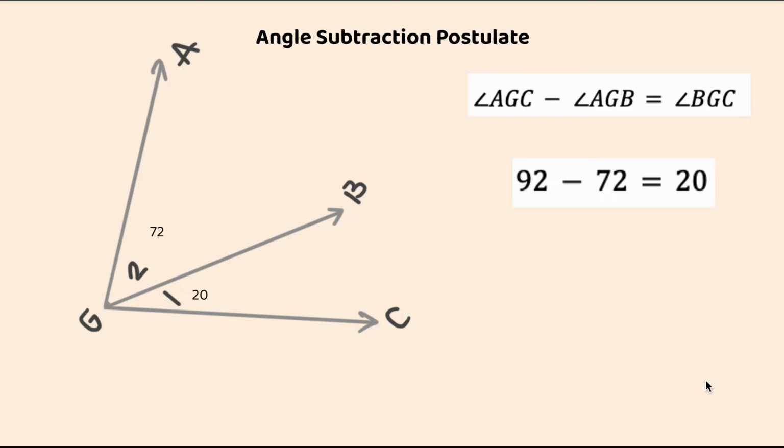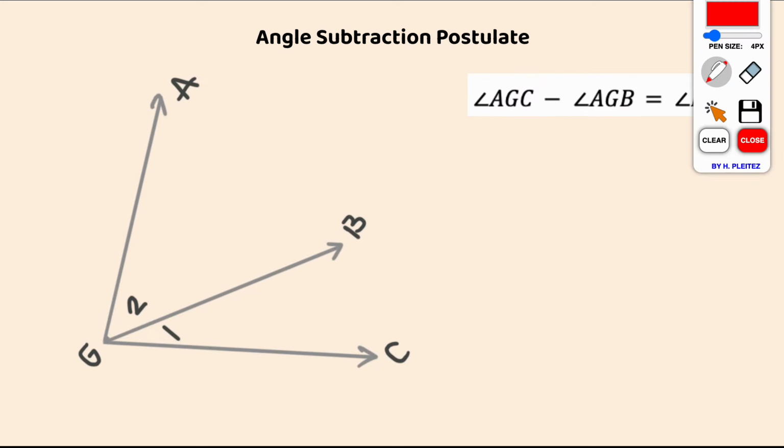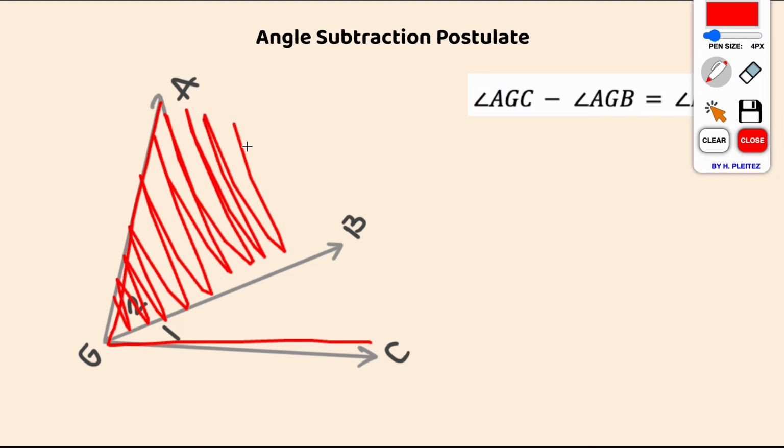And it might help to shade too. Like in this other diagram that we had here, when we actually did the subtraction, I shaded in what we took away, right? We did AGC minus AGB. We took this away. So if you shade it, you might be able to more clearly see what you're left with.